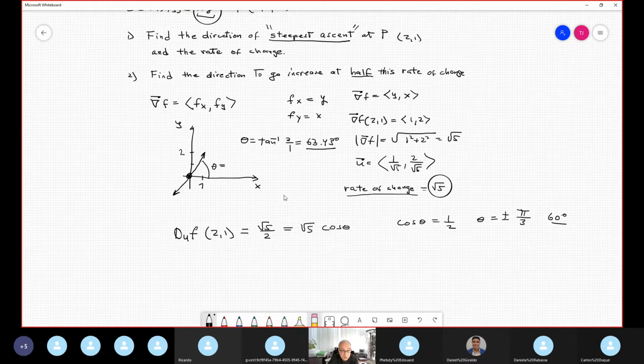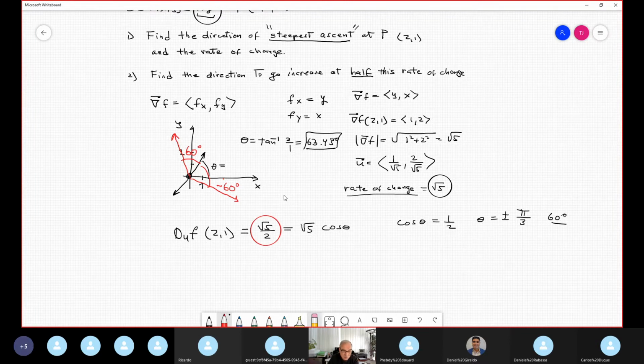60 degrees from this point. So when you move it in the direction 63.43, that is the maximum rate of change. If you are moving in one direction like that, or in one direction like that, 60 degrees from this, or minus 60 degrees of this, the new radio chain is the half of this.